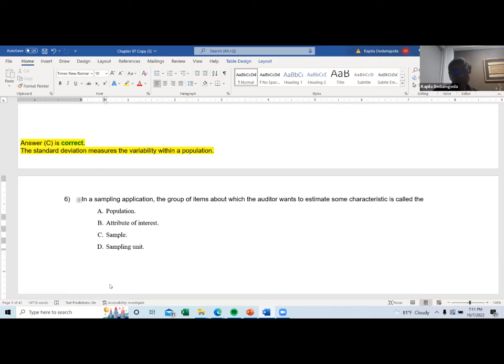So the group of items about which we want to estimate some characteristic, we call it the population, right? Attribute of interest, we are going to discuss it later. But the sample is supposed to be the representative group of items that we choose from the population. And then the sampling unit is when you want to do some sort of a study.